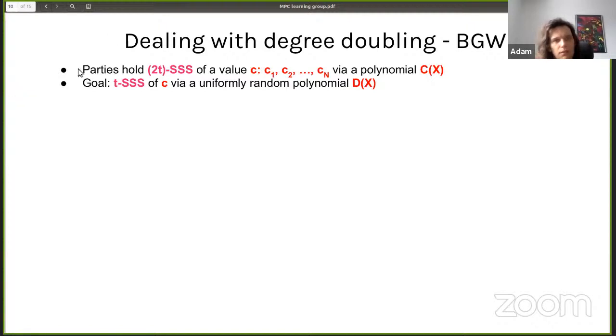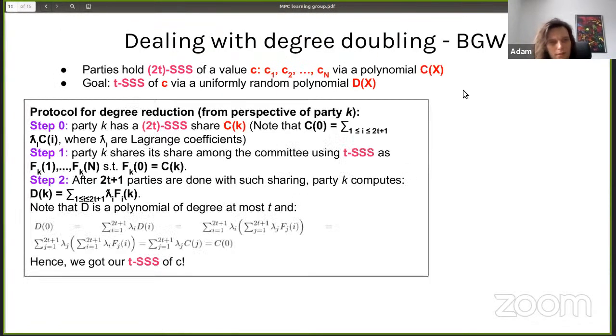So the setup for the problem is that we have secret sharing with threshold 2T of some secret C via some polynomial C. And what we want to have is going to be a protocol. So what we want to have as an outcome of such a protocol is secret sharing with threshold T of the same secret using some different but also random polynomial. So beware, there's some complex high school mathematics ahead. But it's not as complex as it looks for now.